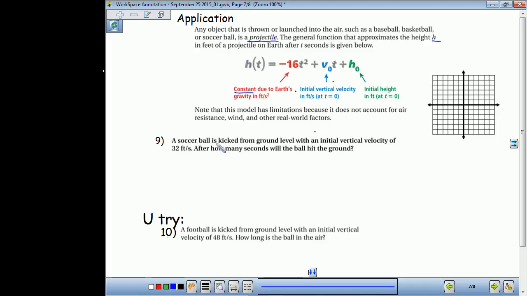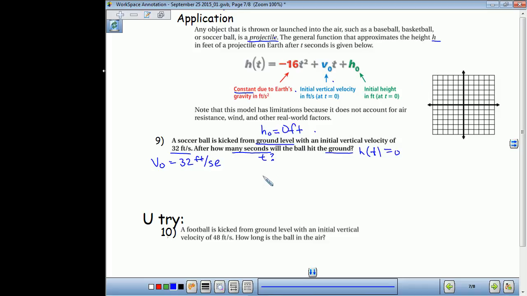Now, number 9. A soccer ball is kicked from ground level. If it's kicked from ground level, what's the initial height? 0. So our H naught is 0 feet off the ground, with an initial vertical velocity of 32 feet per second. So V naught is 32 feet per second. And how many seconds, so we're looking for time, will the ball hit the ground? If we're back on the ground, what is the final height at the end of the time? 0. Right?